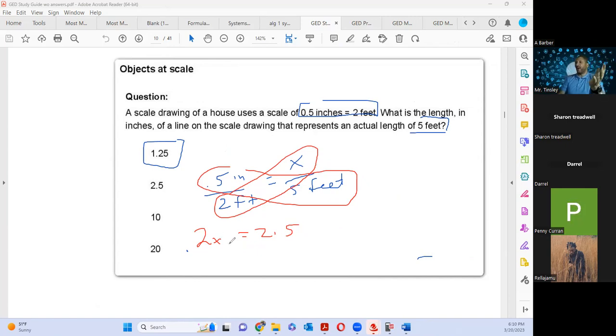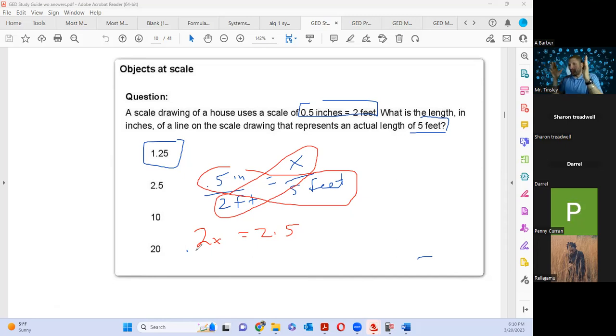So 2x equals 2.5. How can I get x by itself? How can I solve for x? What do I need to do? You need to cancel out. You gotta divide. So I heard somebody say minus 2. I heard somebody say I need to divide by 2. Okay. Tell me what the answer is.